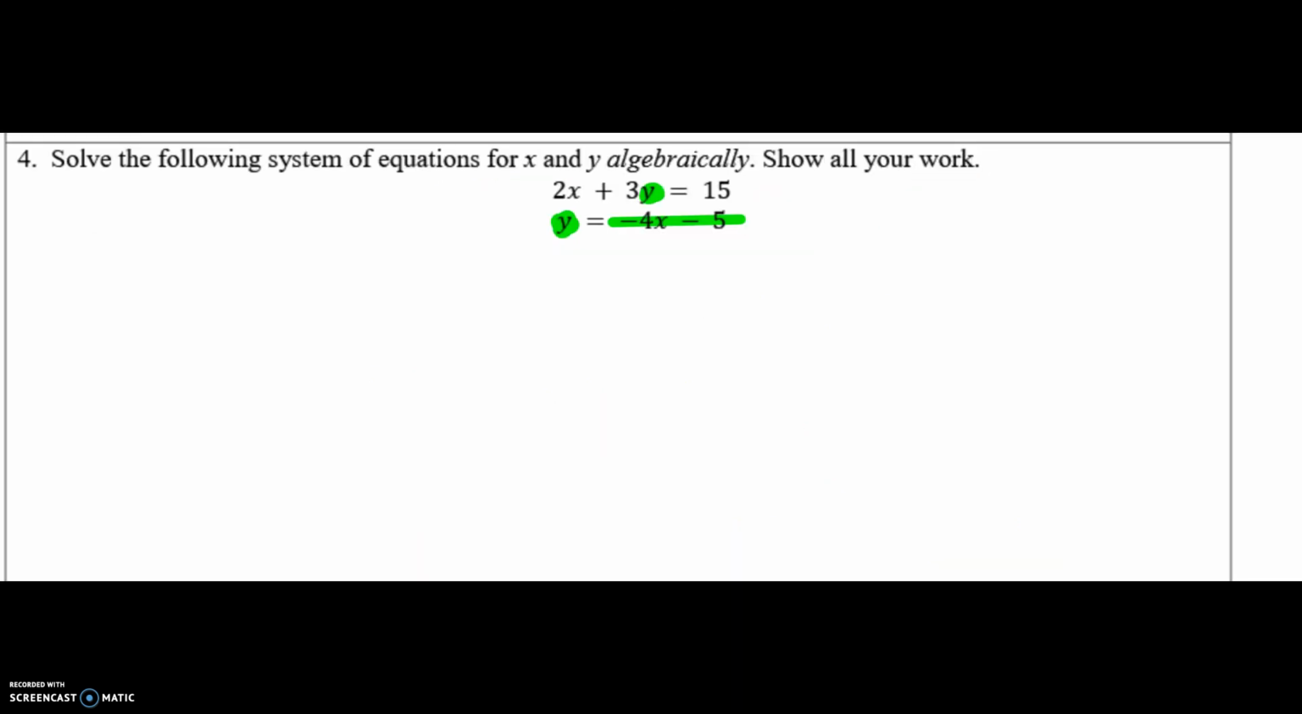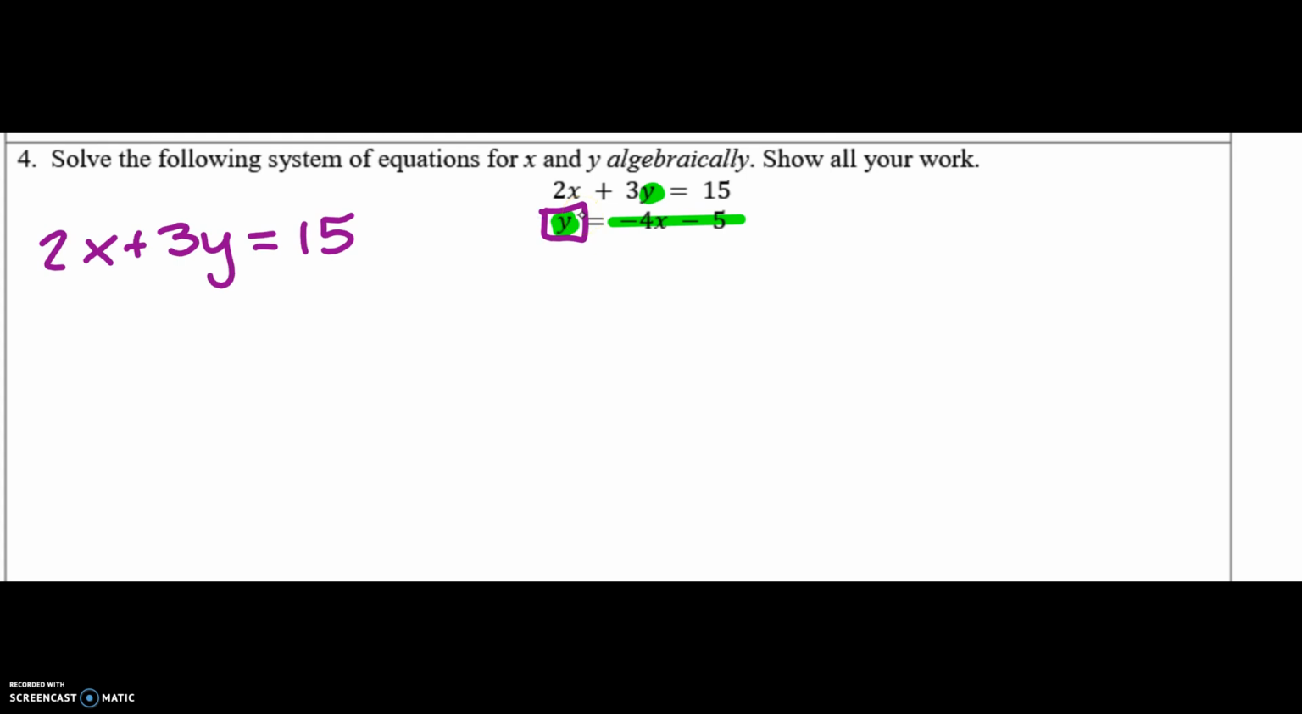For number 4, it says solve the following system of equations for x and y algebraically and to show all work. Okay, so let's look at the two equations that are given. 2x plus 3y equals 15. And then I have y equals negative 4x minus 5. You should notice that your y is isolated and it's equal to an expression.